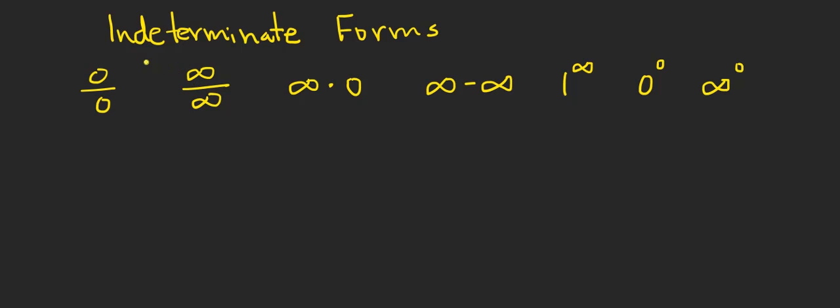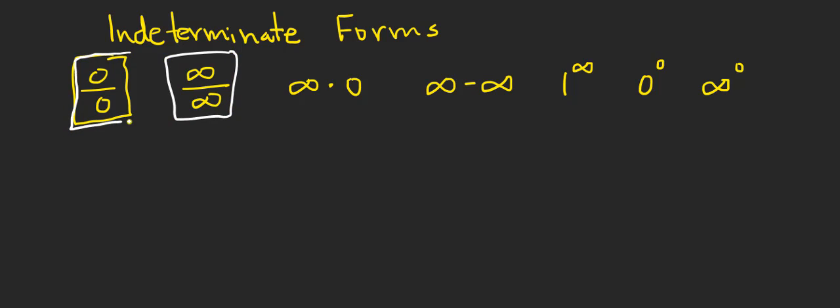In this video, we're going to talk about indeterminate forms. So far we talked about 0 over 0, infinity over infinity. When these two occur, you could use L'Hopital's rule. But whenever you have infinity times 0, infinity minus infinity, 1 to infinity, 0 to 0, infinity to the 0 power, you need to kind of manipulate in order to use L'Hopital's rule.